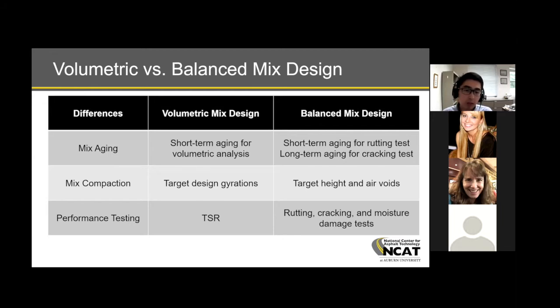But with balanced mix design, we definitely put more emphasis on the balanced rutting and cracking resistance. In order to achieve that, we need to consider a rutting test, a cracking test, and a moisture damage test. So that's going to be more effort on the performance testing side as compared to the volumetric mix design.